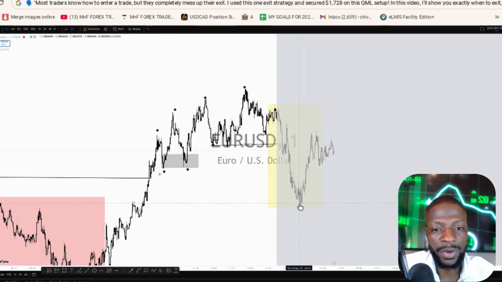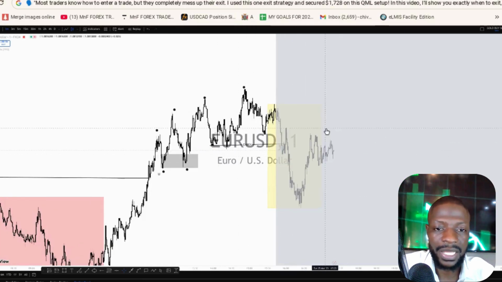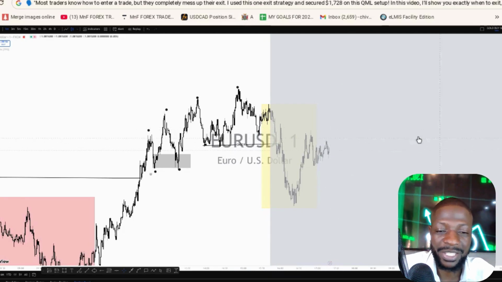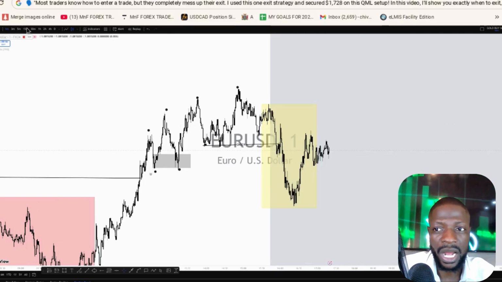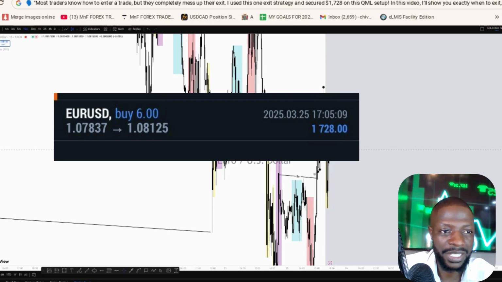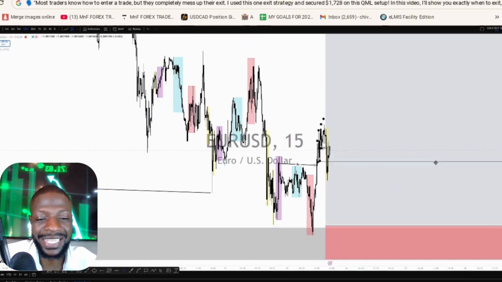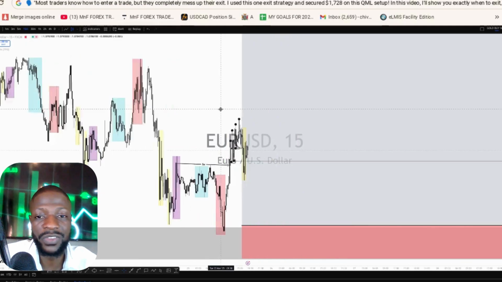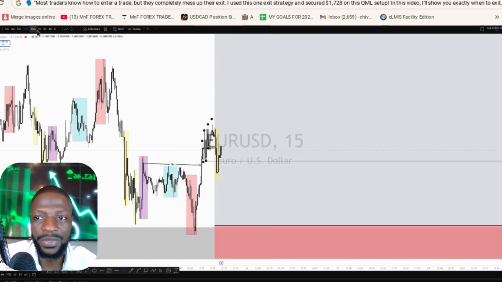The market ended up going all the way to this level right here, and then now we're seeing the market kind of confused right here, whether it's going to go to the upside or not. However, the good part is that I was able to secure about $1,700 on this particular trade because I exited right here because of the change of character that happened on this particular trade.